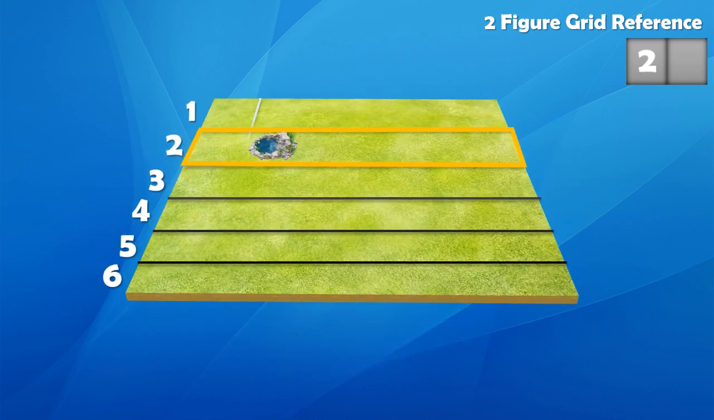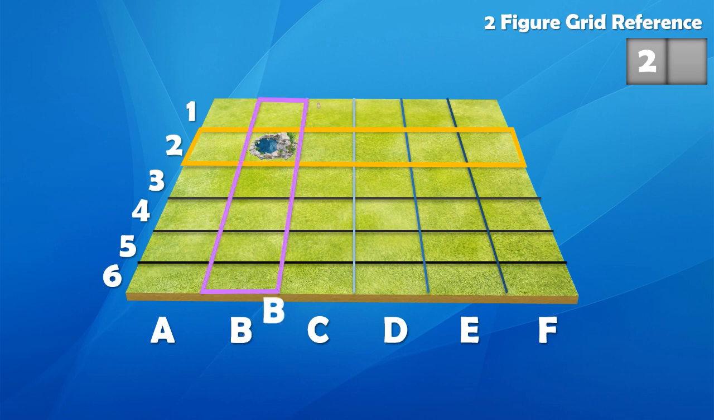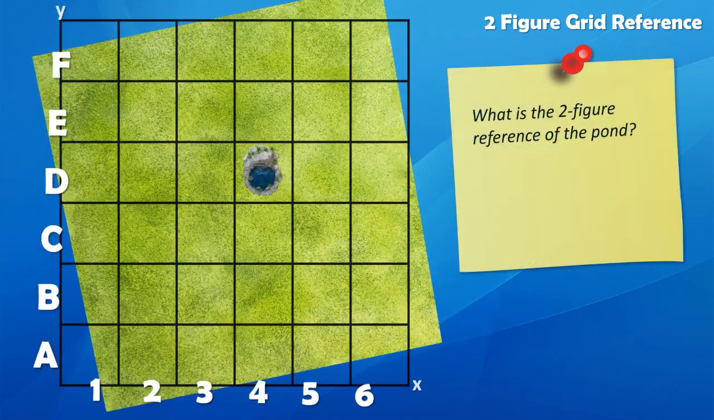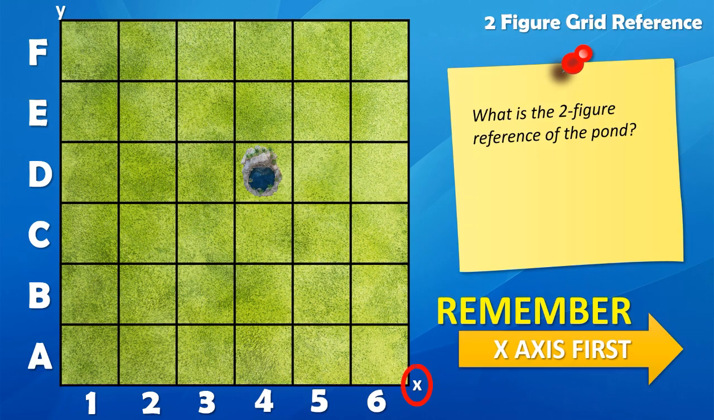If we were to divide the adjacent side into segments, we can further narrow down the location of the pond. The letter B becomes our second figure of our 2-figure grid reference. Now you try. Remember, you start with the x-axis first. What is the 2-figure grid reference? You have 5 seconds.